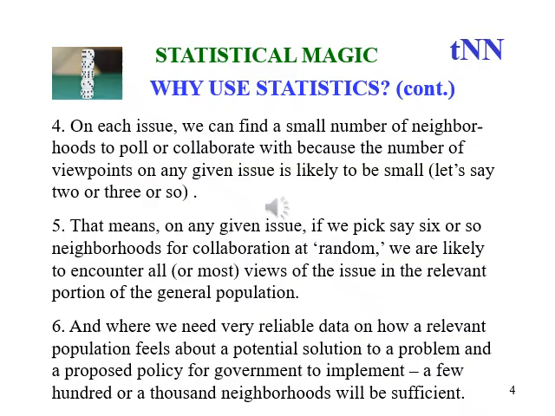Why use statistics? Continued. 4. On each issue, we can find a small number of neighborhoods to poll or collaborate with because the number of viewpoints on any given issue is likely to be small, let's say 2 or 3 or so. 5. That means on any given issue, if we pick, say, 6 or so neighborhoods for collaboration at random, we are likely to encounter all or most views of the issue in the relevant general population.